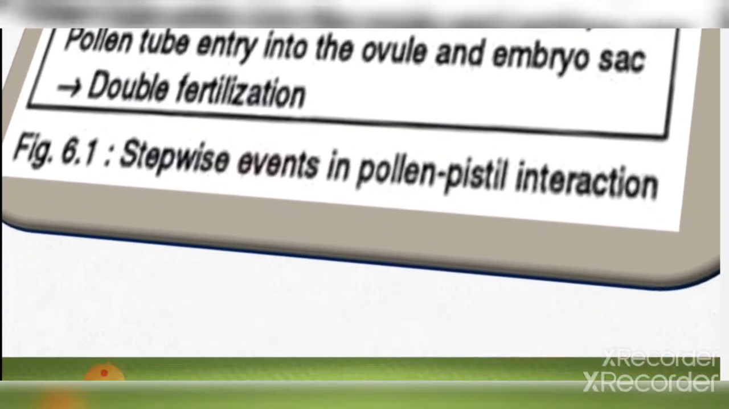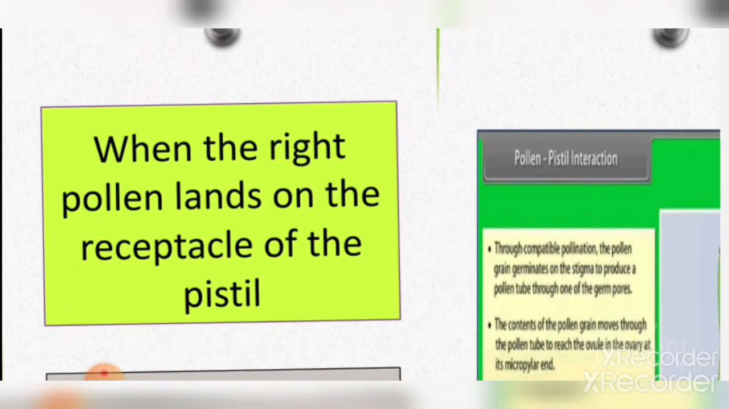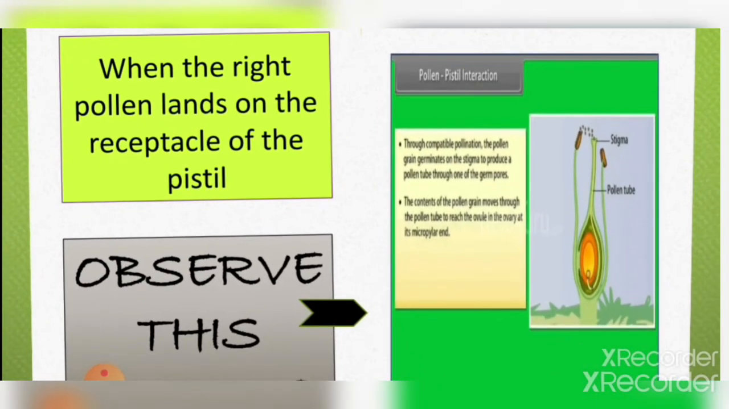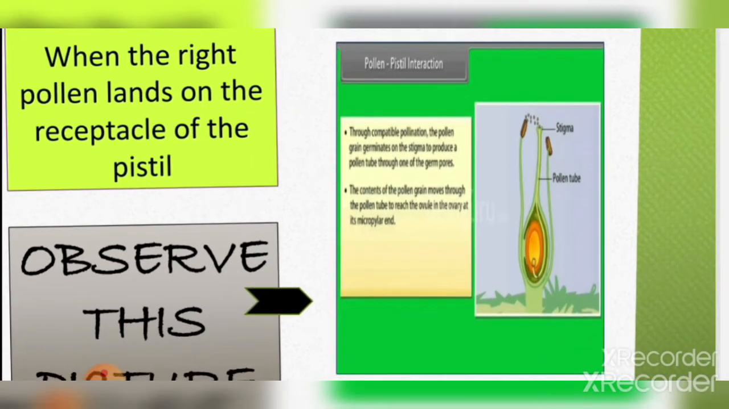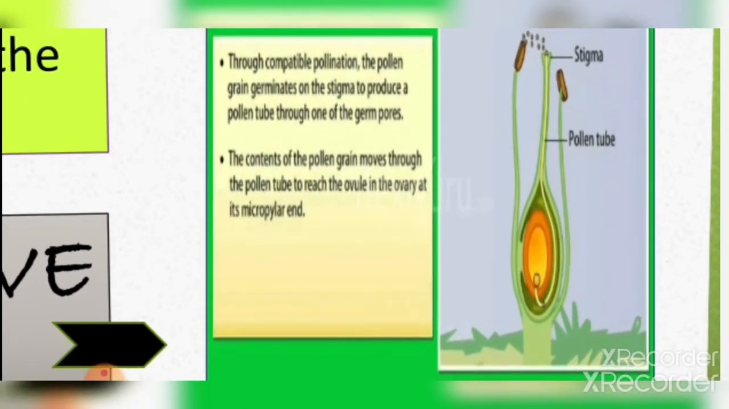Well, children, next one. When the right pollen lands on the receptacle of the pistil, that is a very important thing. The receptacle of the pistil is nothing but the stigma. Now let us see this. You can observe this picture here. You can see this is the complete gynoecium and this is the androecium, right? You are already familiar with it.